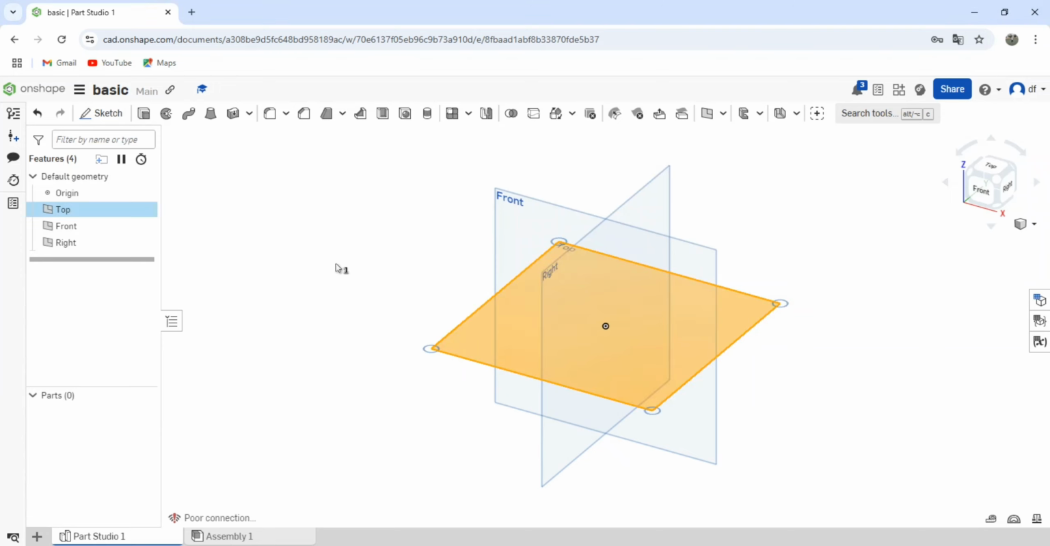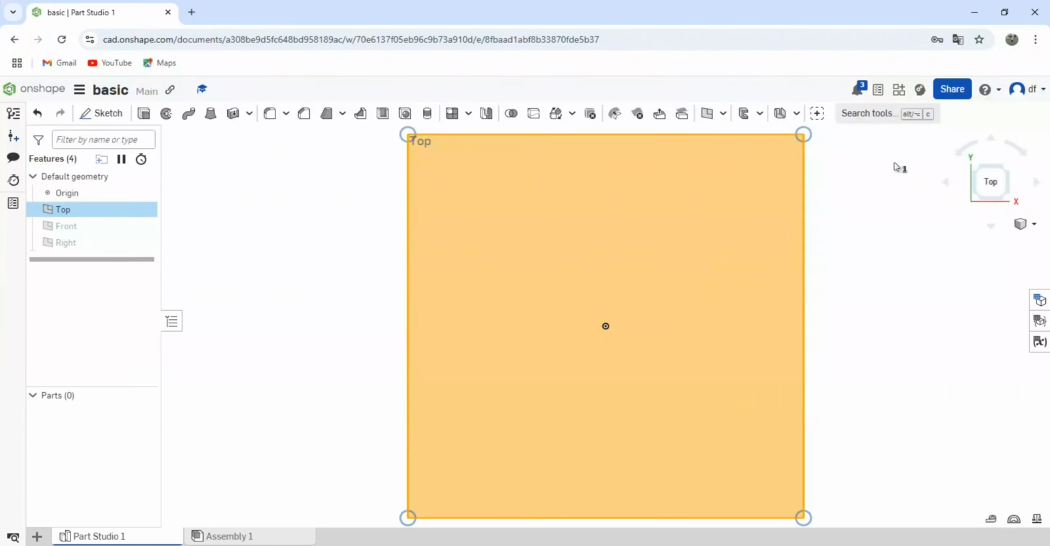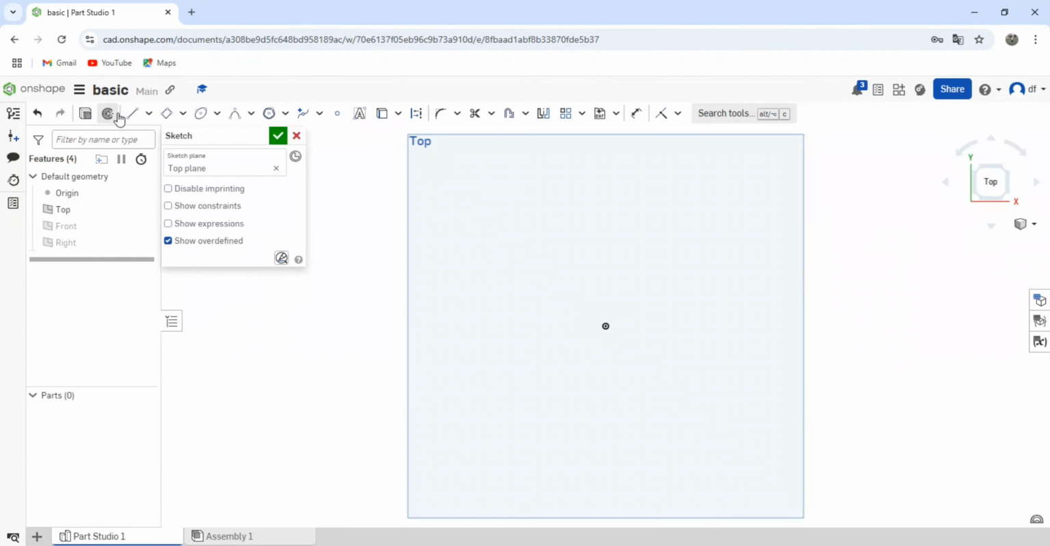First we choose a plane to be the face on which we will draw and hide the other planes, and we choose the upper plane. Then we click on the pen icon to show us several tools, including a dimension tool.